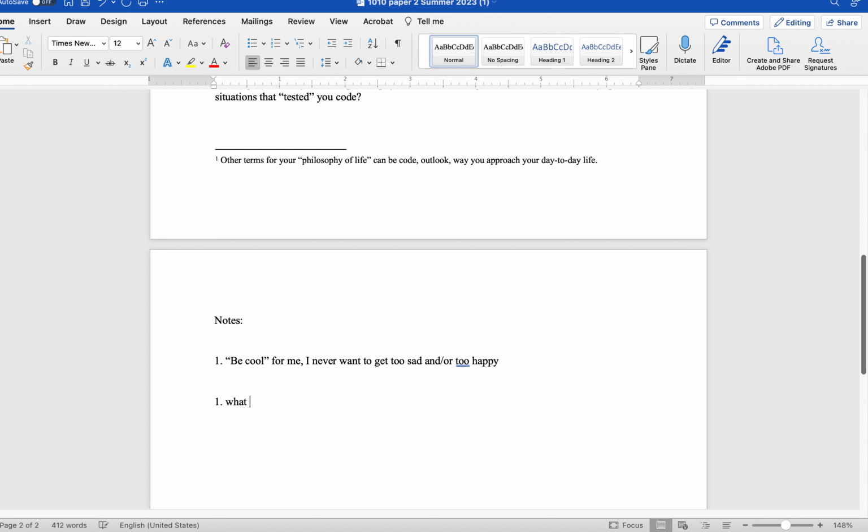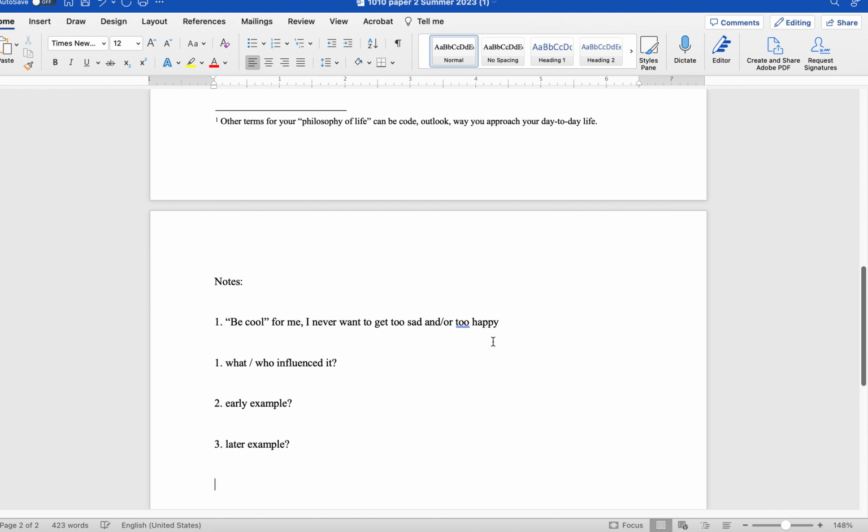And I would include some components here. Who influenced it? Early example, example three, later example. You might even start your paper with a paragraph that specifically defines your code philosophy outlook.